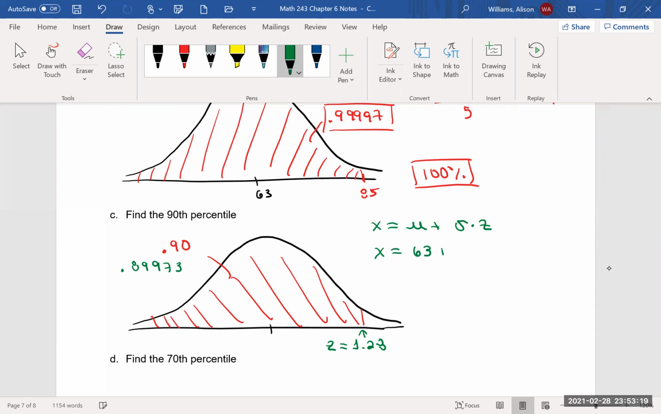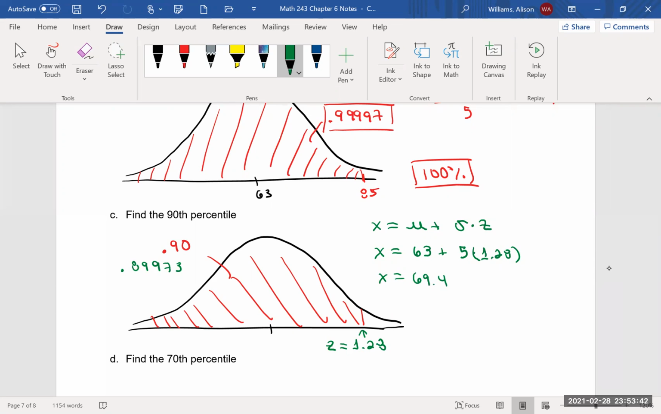So 63 is the mean. The standard deviation is 5, and I'm going to multiply it by 1.28. And I'm going to add 63, so I'm actually just going to work it all the way out. So 69.4.